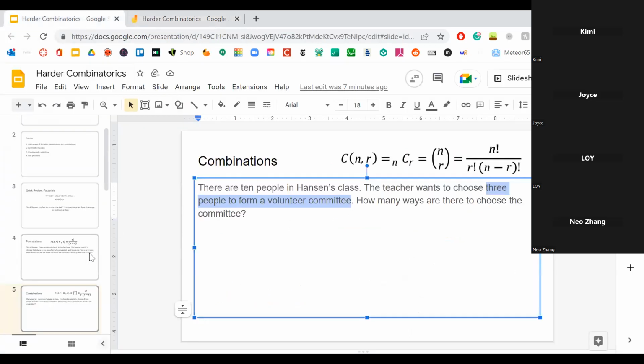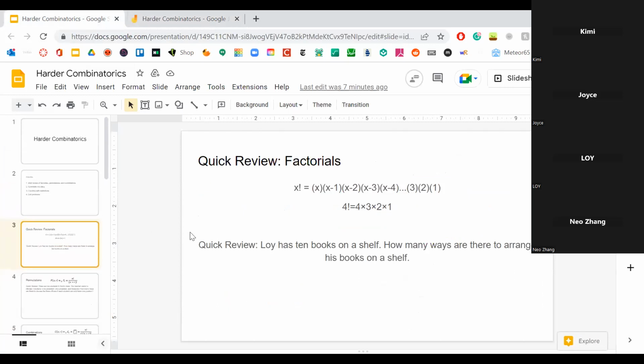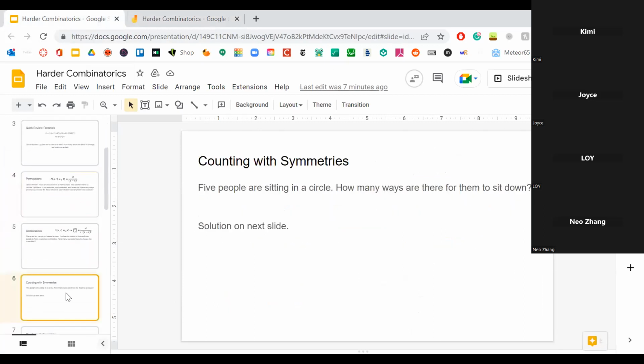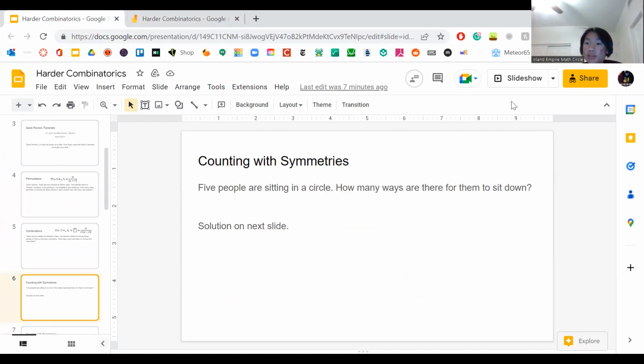Okay, cool. We've gone through combinations, permutations, and factorials. So now let's move on to some new concepts. Now we're going to talk about counting with symmetries. Here's where it gets a little bit more difficult. Again, we're going to try to use just logic to solve these instead of depending on a formula.